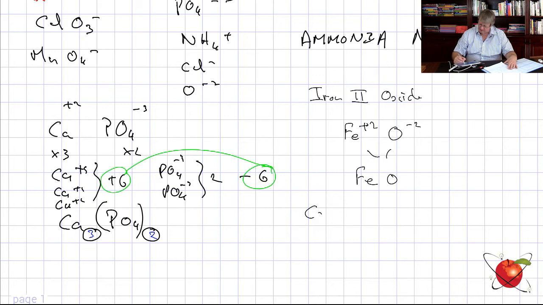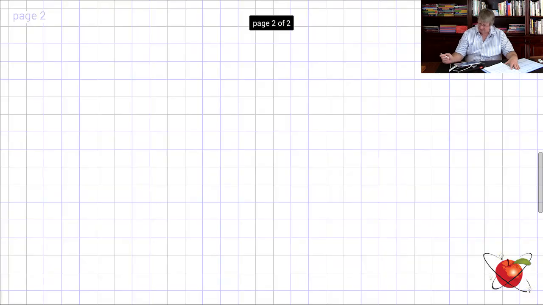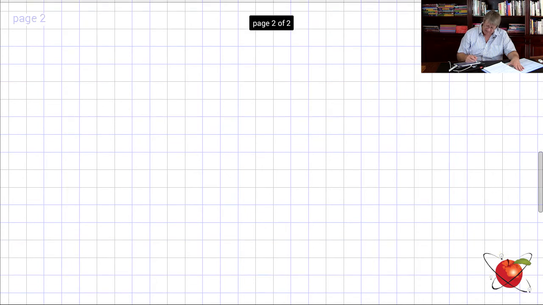Calcium and carbonate: Ca2+, CO3 2-, so CaCO3. They get together. Next, sulfuric acid. Yes, you do have to know these, because sulfuric acid is an important acid that we have to know, and it is H2SO4. It comes from the sulfur here, sulfuric acid.